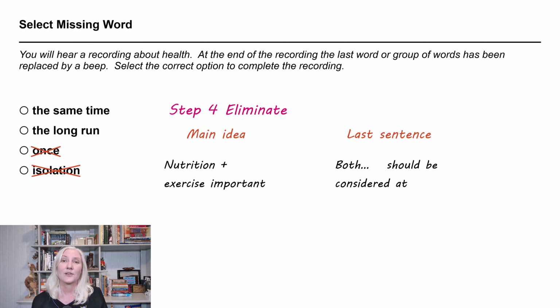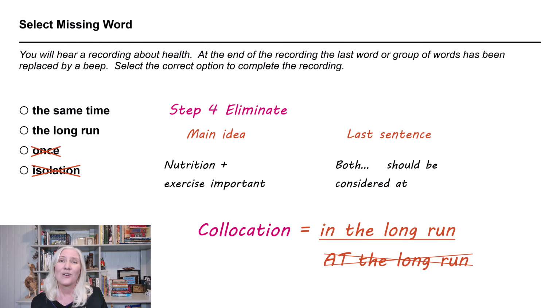Now we're left with the same time and the long run. Now there is a collocation in English, in the long run. It means long term. Now we can eliminate this option if we know collocations, because we know that the collocation is in the long run, not at the long run. Also, the main idea of this listening wasn't specifically about long-term health. But even if we didn't catch that, we could still eliminate this answer choice because the collocation doesn't match.